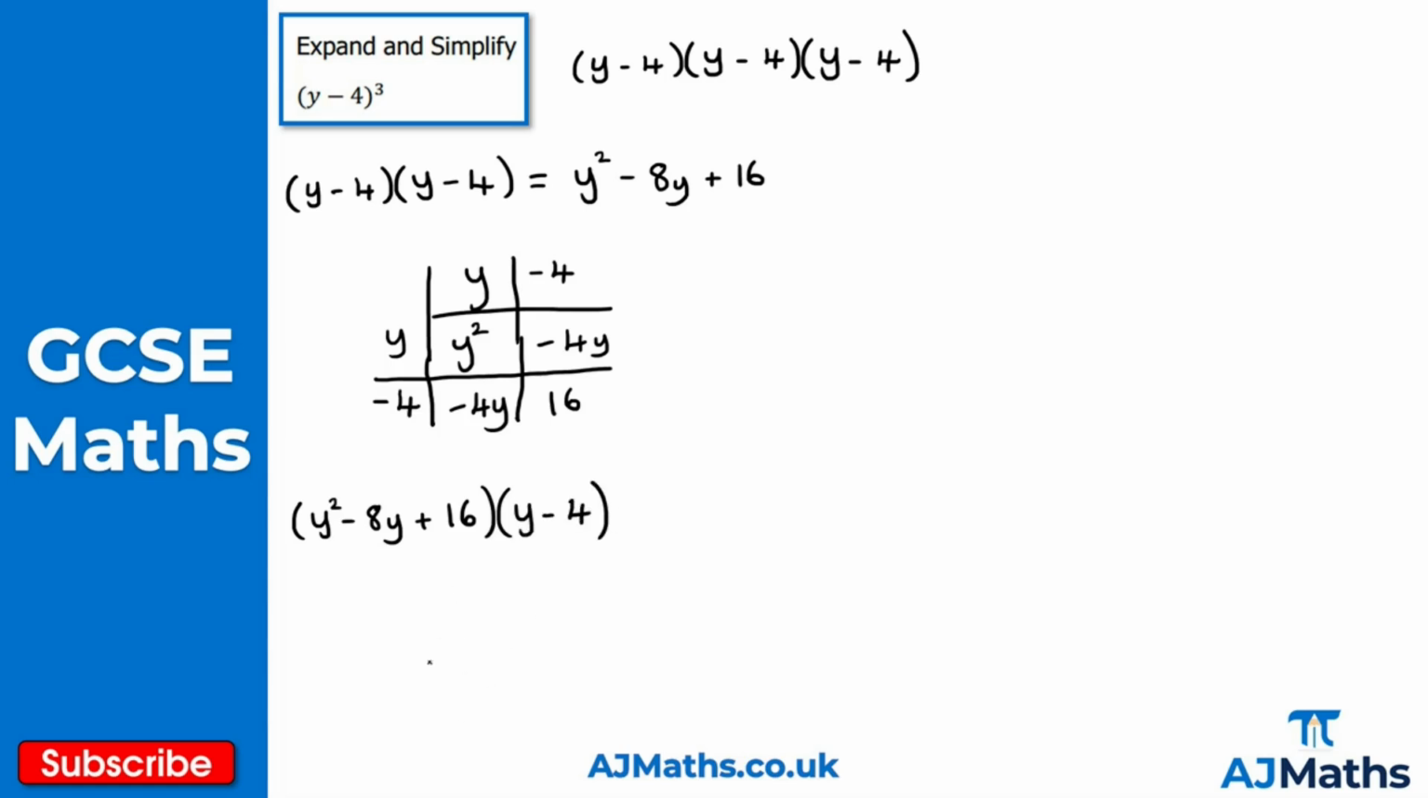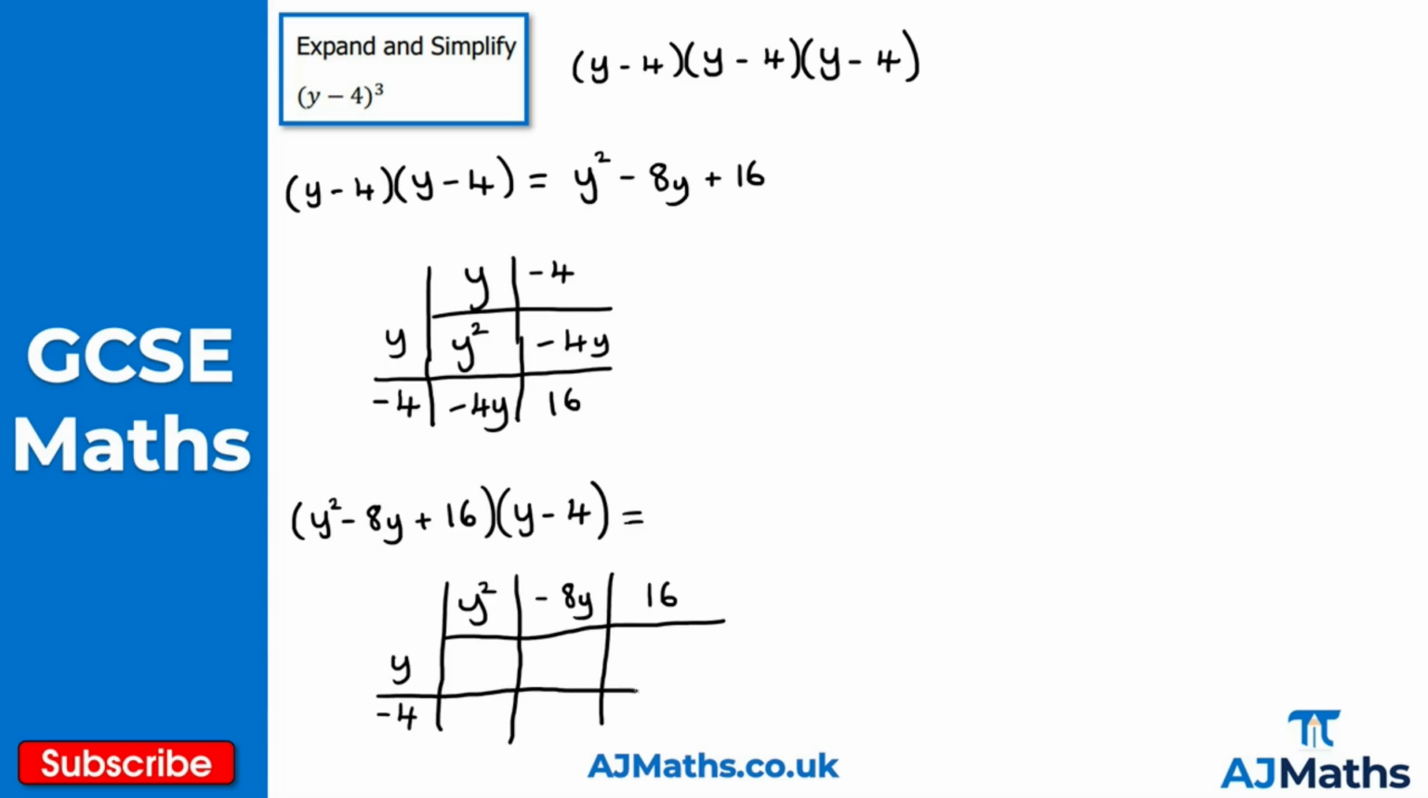Again, I'm just going to use the grid method here. I'm going to get y squared minus 8y and positive 16. We should have just about enough room here, I think. I'm going to get y and minus 4 there. So y times y squared gives me y cubed. Y times minus 8y gives me minus 8y squared. Y times 16 gives me 16y.